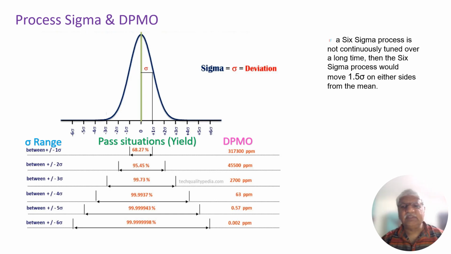Assume that in a sawmill, one is not maintaining the sharpness of the saw. Assume over a period of 1 year or 2 years down the lane, the sharpness of the saw will differ from the earlier original situation. So that is what is being considered here. So let us see what is meant by shifting by 1.5 sigma.